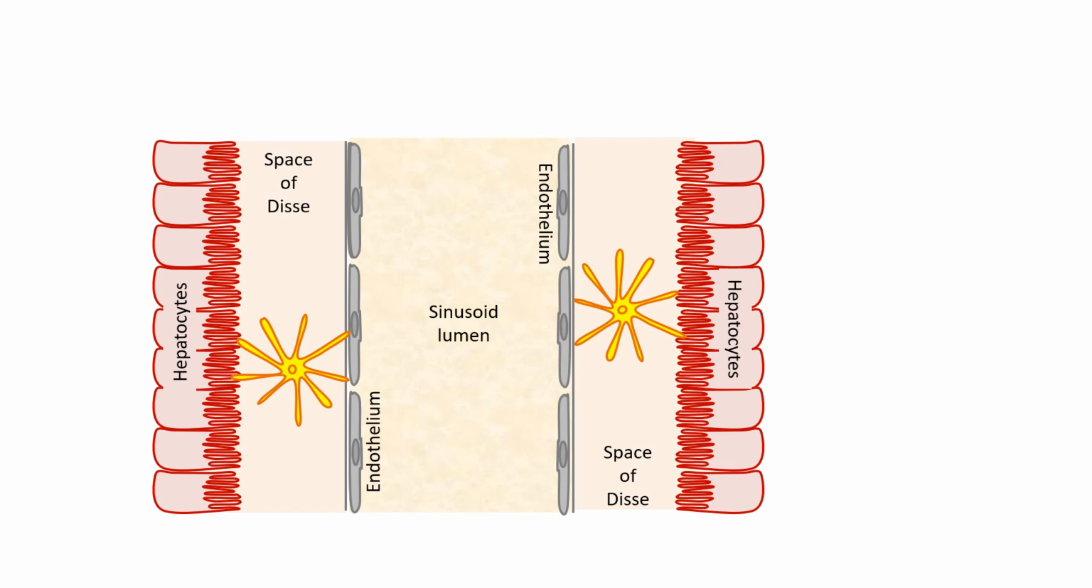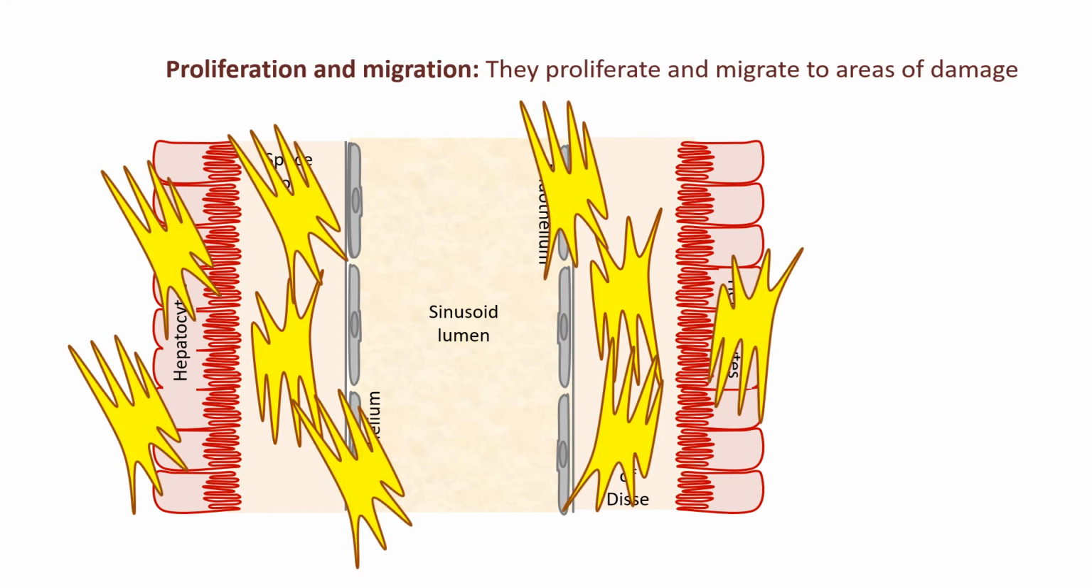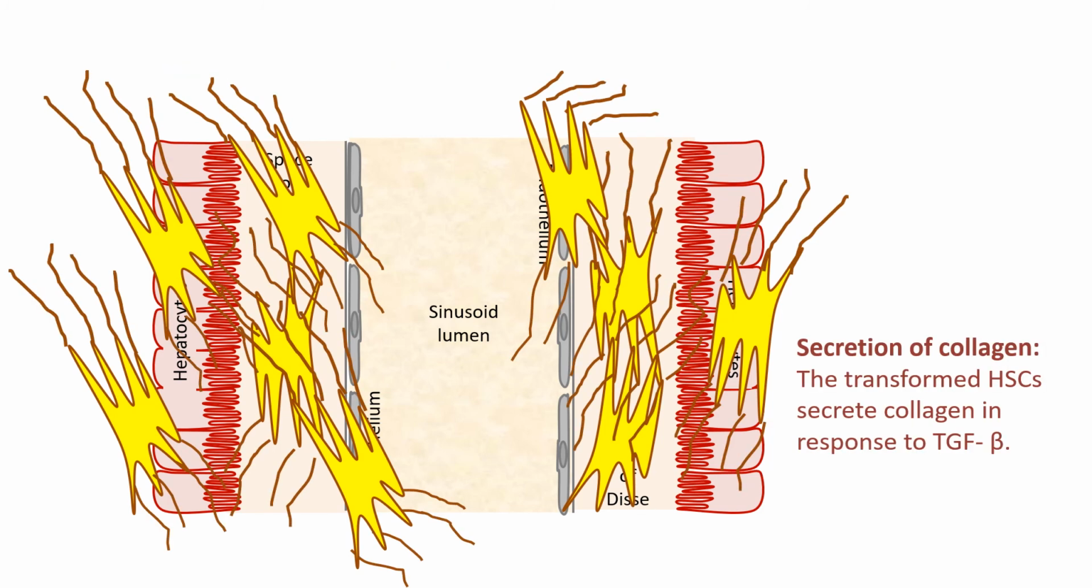So let's have a look at our hepatic stellate cells again. There we are where we left them, looking all innocuous. They go through metaplasia when activated. So they transform into myofibroblasts. They then proliferate and migrate. And then they secrete collagen. So primarily stimulated by transforming growth factor beta, they start secreting lots and lots of collagen.